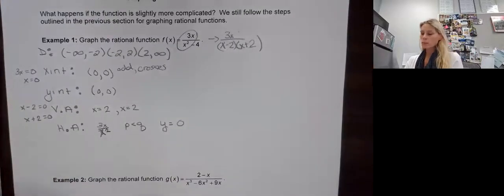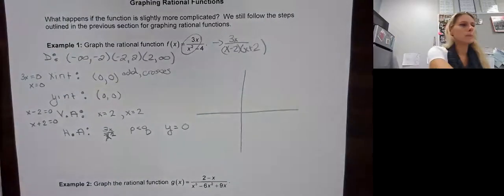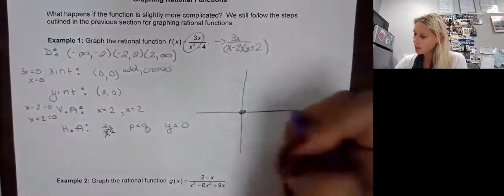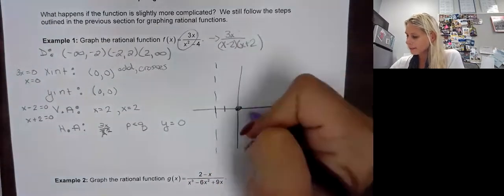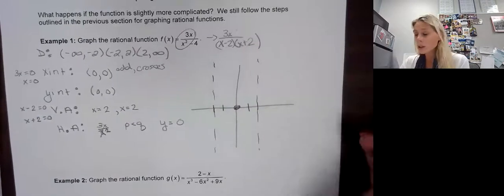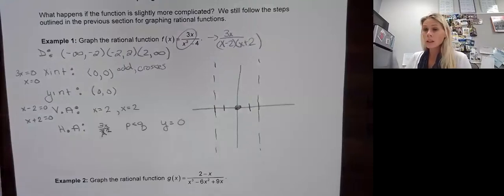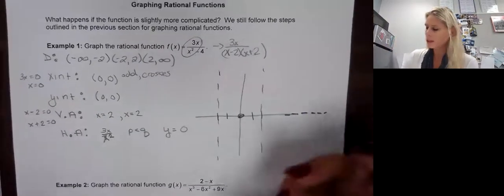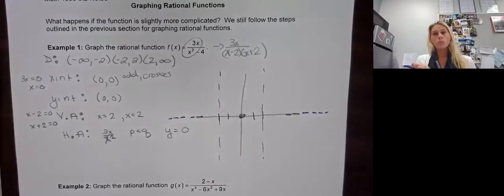Right now, this is where I'm going to start lining things up. All right, let's put in our y and x intercept. We put in our vertical asymptotes at negative 2 and 2. And with horizontal asymptotes, and let me get a marker for this so you guys can see it, the horizontal asymptote, I'm not going to put in the middle. I put it at the end because that's where the end behavior is going. Okay? Now, we have everything.